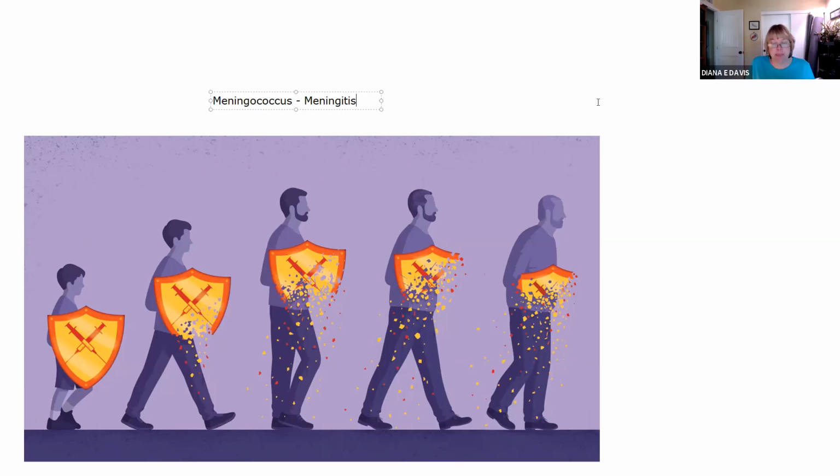Meningococcus B specifically is a concern primarily for people between the ages of 19 and 23. I don't know why this is the case, but this particular age range is very vulnerable to this disease. College students.